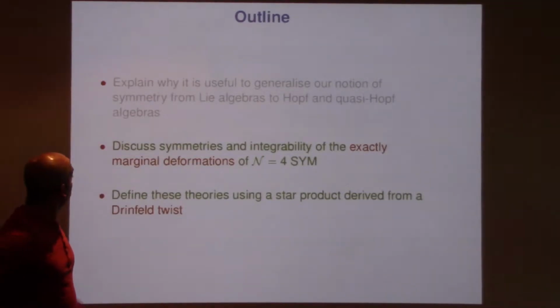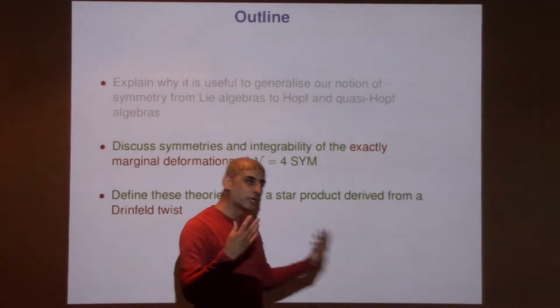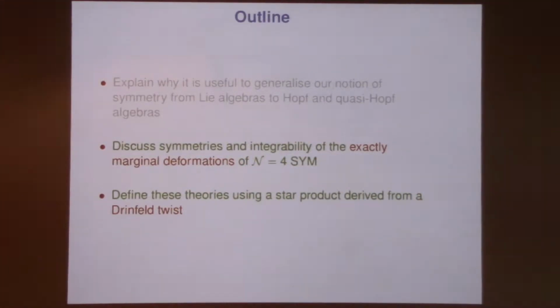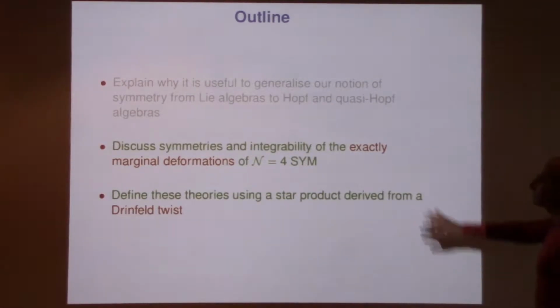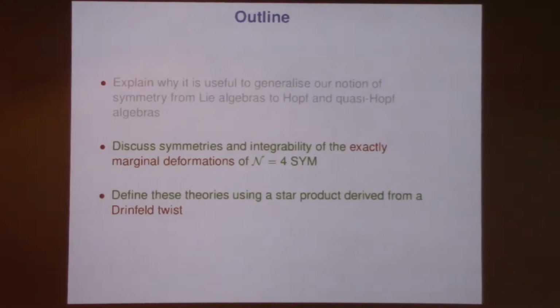So what I'm going to do now is, after we gave this kind of lightning overview of quantum groups and quasi-Hopf, and okay, it probably doesn't make much sense, and you might be wondering why I am spending all this time on it. Well, let's discuss the exactly marginal deformations of N=4 super Yang-Mills.